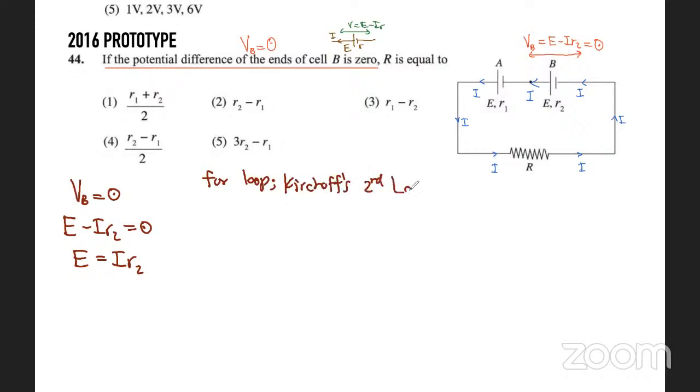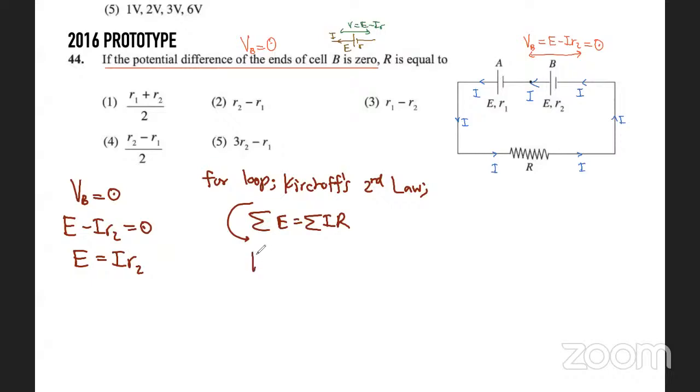Kirchhoff's second law. What is the equation? Sigma E equals sigma IR. There is only one loop, so there is no point in naming it. Let's apply it clockwise. So there are two batteries. Should I add them or subtract them? E and E. Tell me quickly.